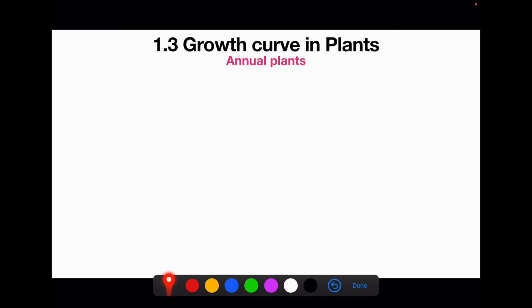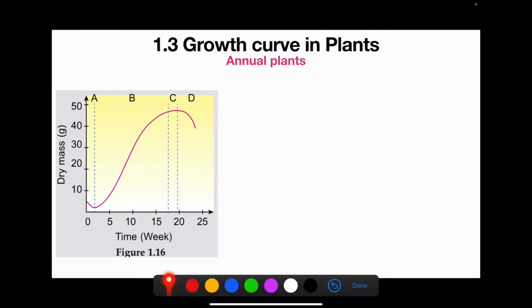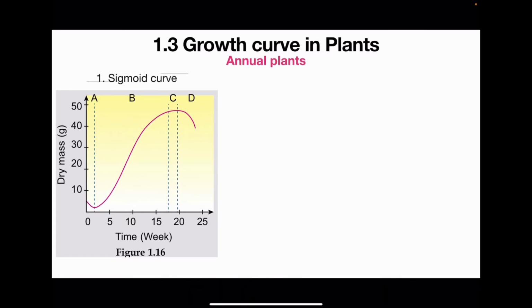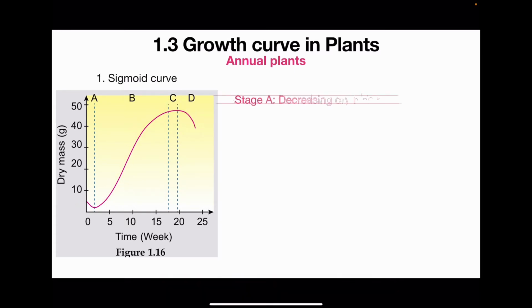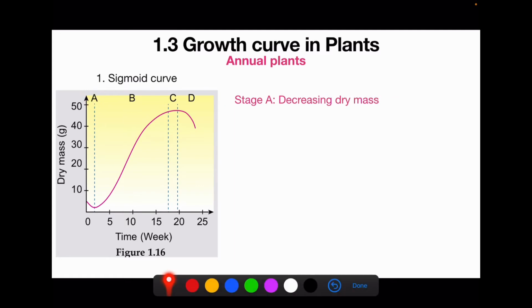Next, for the next section of the 1.3 subtopic, we look at the growth curve in the annual plant. So this is the graph for the annual plant. If you look here, the x-axis is time or week, and the y-axis is dry mass. This curve is called a sigmoid curve, the S curve. Then we look at stage A, which is a decreasing dry mass.